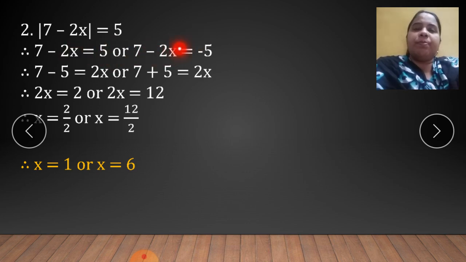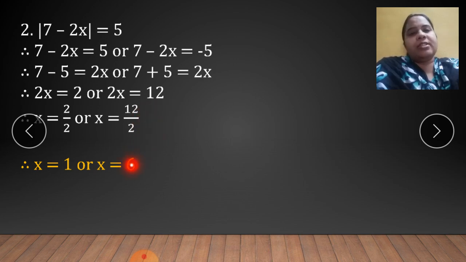Now again two simple equations. Simplify it. 5 will come this side as minus 5. Same way minus 5 will come this side as plus 5. And this minus 2x will become positive 2x and 2x. Okay. So 7 minus 5 is 2. And 7 plus 5 is 12. So 2x is 2 or 2x is 12. So x will be 2 upon 2, that is 1. Or x will be 12 upon 2, that is 6.